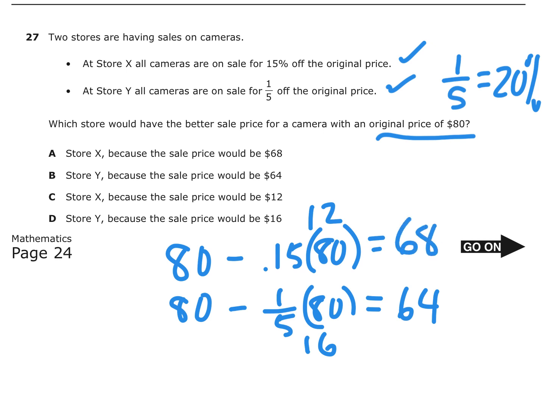So this one here has a better deal if you can pay 64. So store Y has the better price because you would be paying $64. Store X has a higher price because that's 68. There's no way that's a better deal.